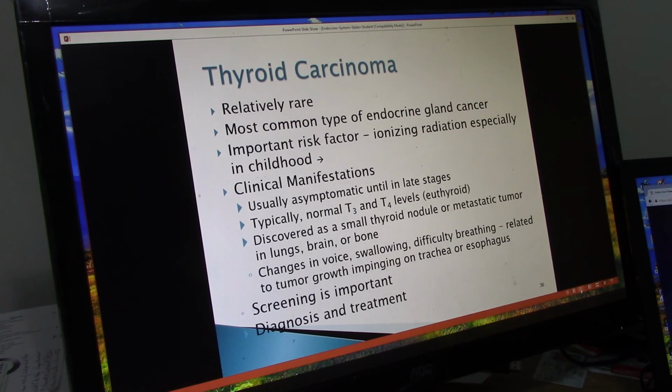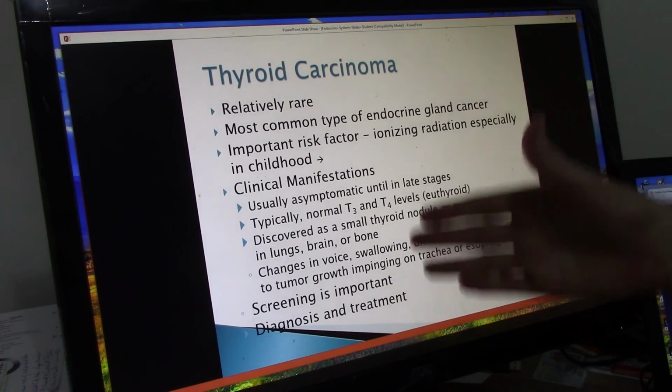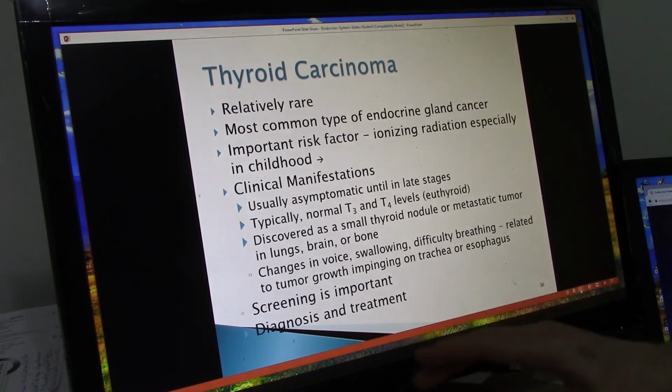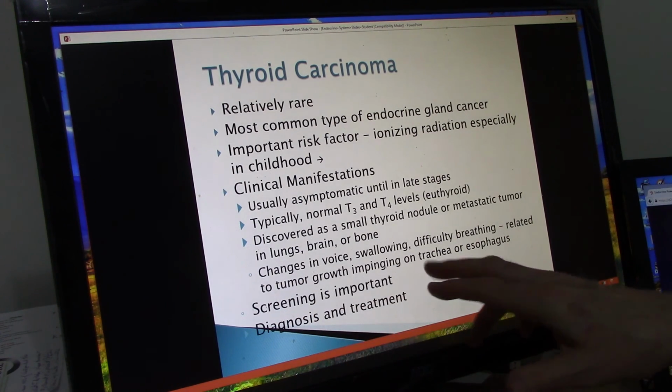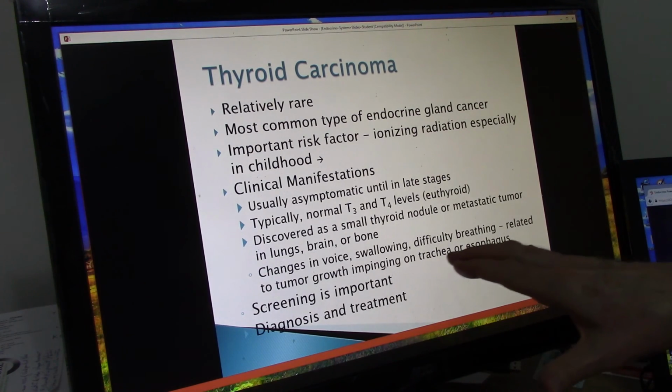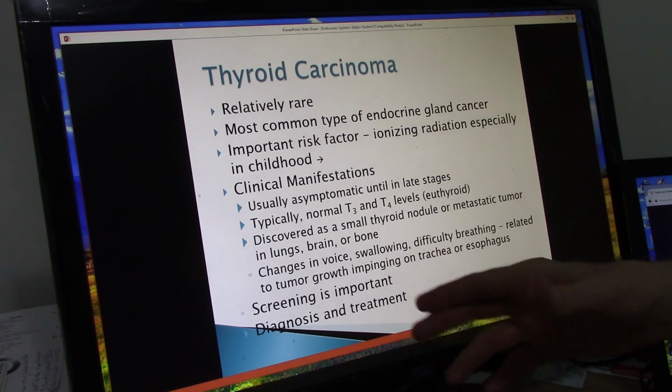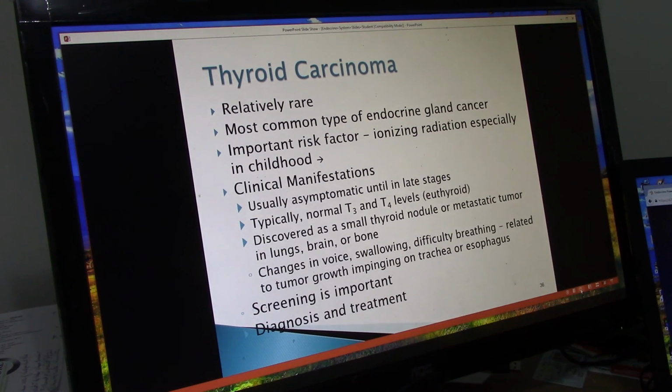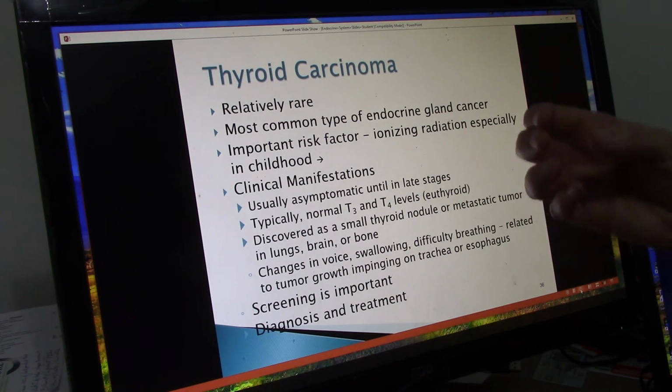Cancer of the thyroid is relatively rare, but you can read about the signs and symptoms here. The first thing we might notice is a nodule. You might palpate a nodule. The patient may report that they're having difficulty swallowing, or they have a change in their voice or their breathing patterns because the thyroid just sits right around the airway there.